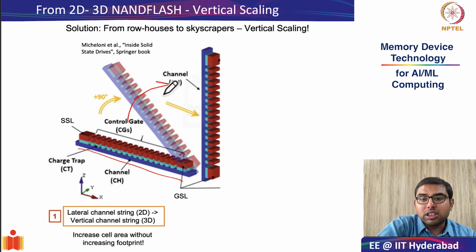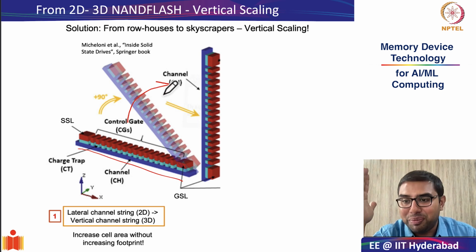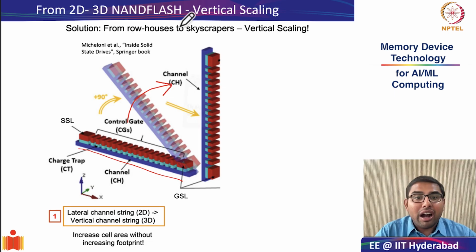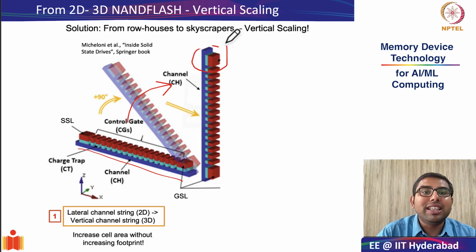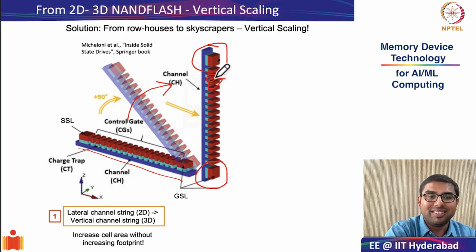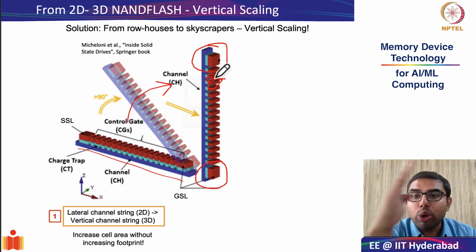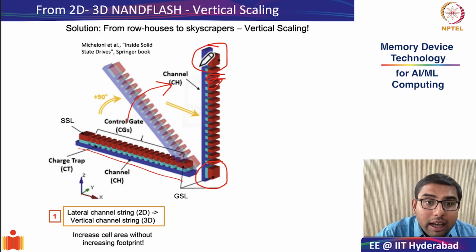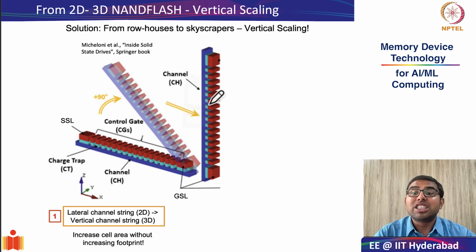You make the lateral string sit on its tail. And as you can see on the right, at the top of this building or skyscraper is your SSL transistor, and at the bottom is your GSL transistor. And all these are your individual control gates. So the first thing you do is very simple. You flip the 2D string into a vertical 3D string. So the string also becomes vertical, and the direction of string current also becomes vertical.